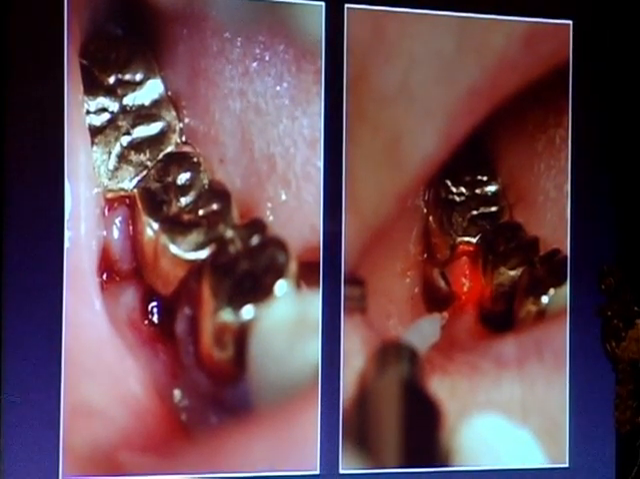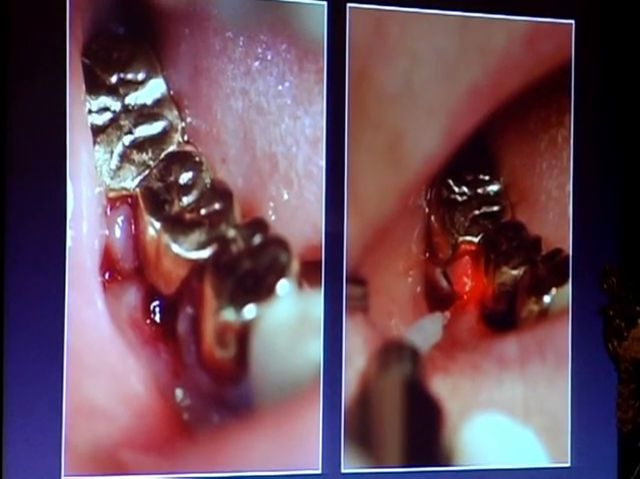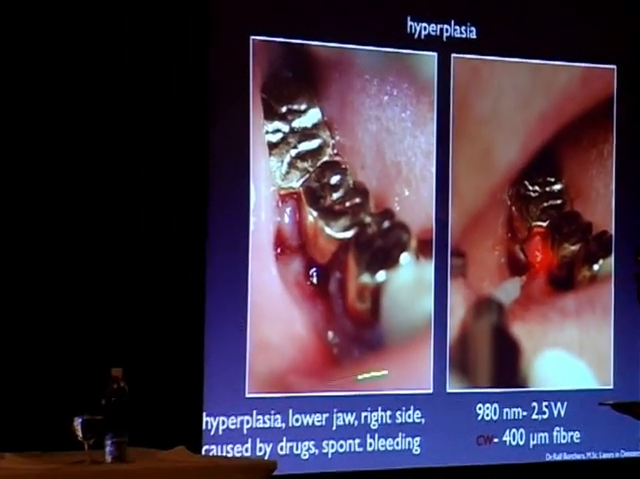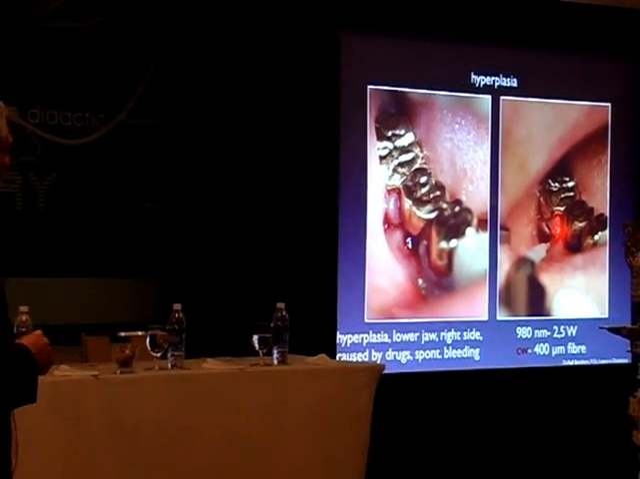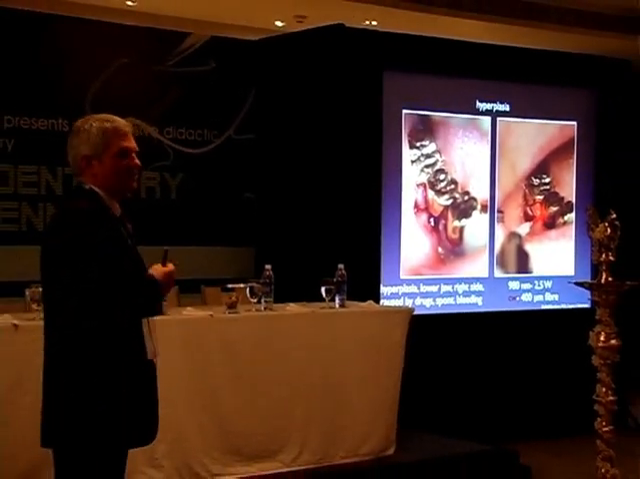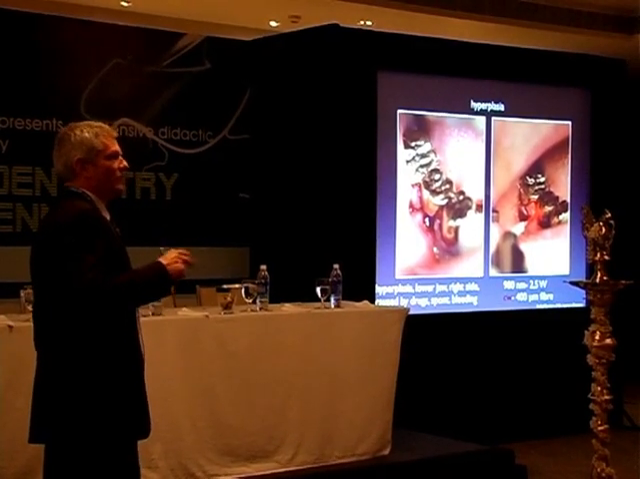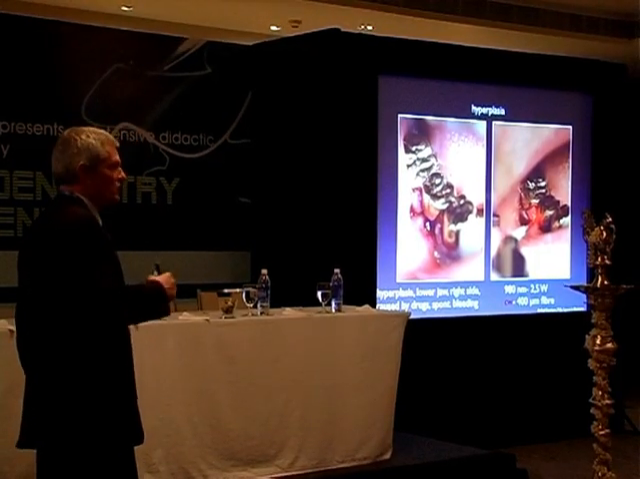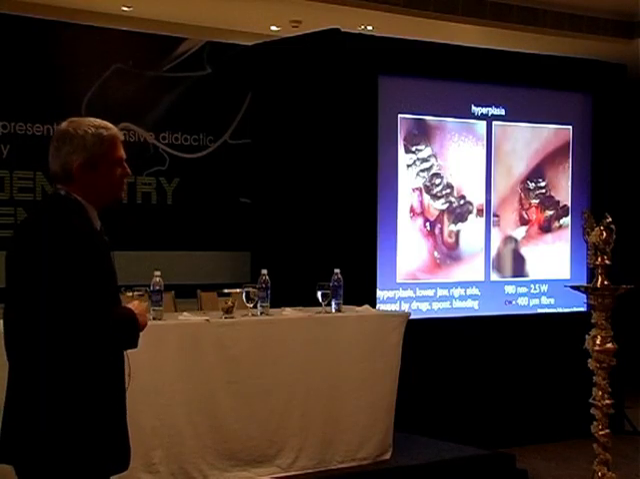Hyperplasia. This hyperplasia is caused by drugs, so it will come periodically from time to time. And if you want to treat this hyperplasia and you want to have a long recurrence-free period, try to give a lot of thermal damage to the tissue. So the regeneration time of the tissue will be much longer, and the recurrence of the hyperplasia will also take much longer.